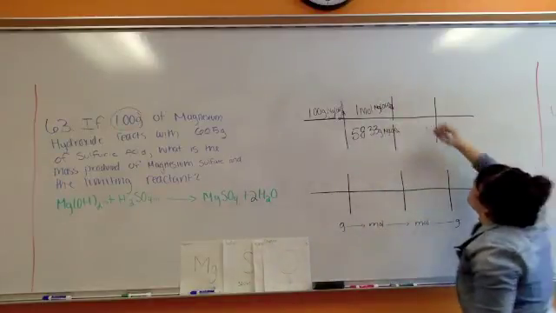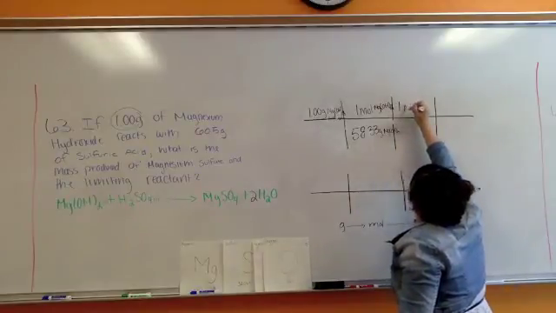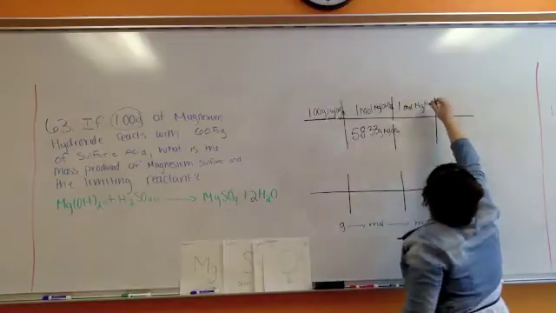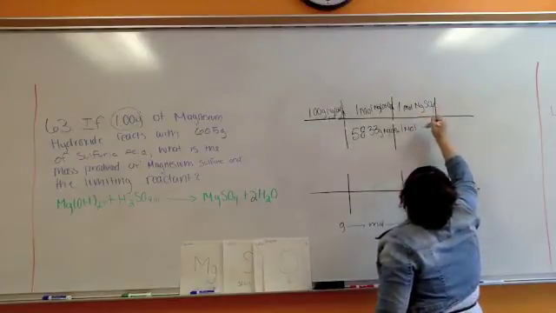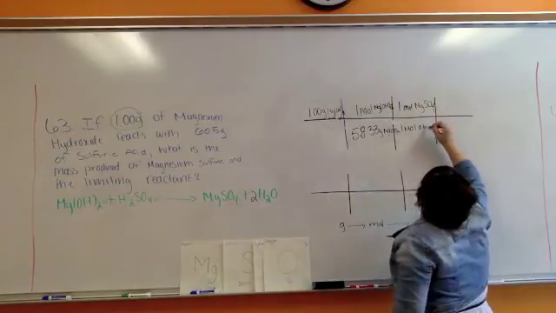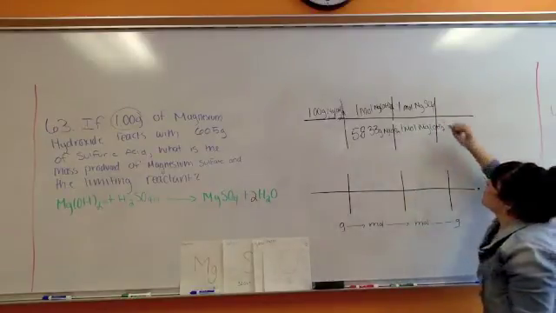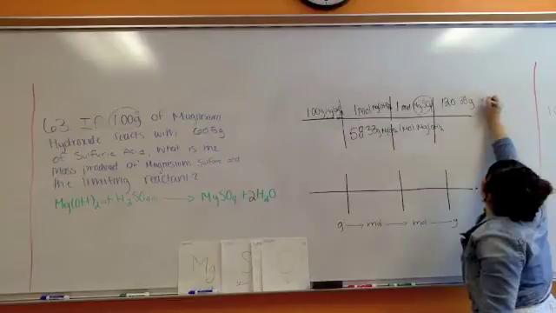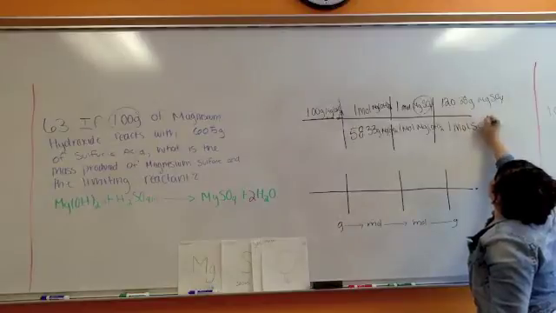And then you're trying to find magnesium sulfate, so then you're going to have 1 mole of magnesium sulfate over 1 mole of magnesium hydroxide. And then you're going to find the molar mass of this. 120.38 grams of magnesium sulfate over 1 mole of magnesium sulfate.